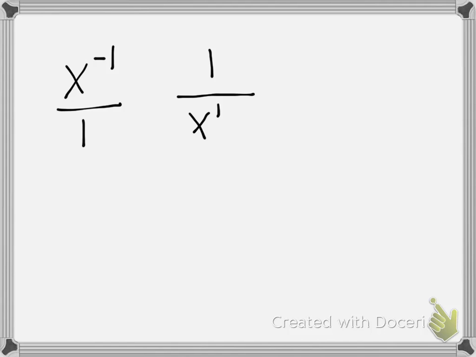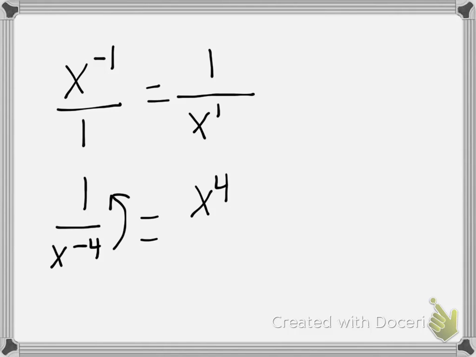If, let's say, I had 1 over x to the negative fourth, if we wanted to invert this, we would simply flip this to the top, and we become x to the fourth. And so this is what would happen if we have negative exponents.